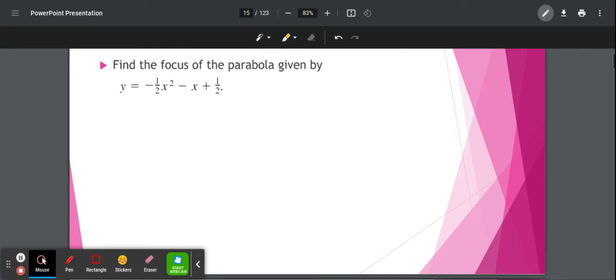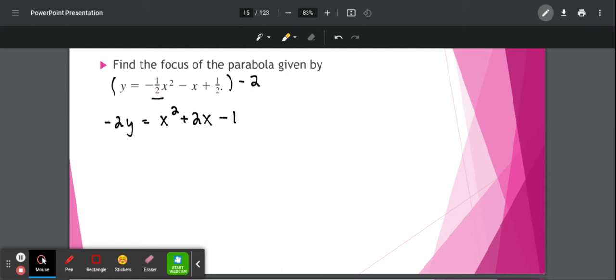What I would start to do first is get rid of your fractions. To clear your fractions, we're going to multiply everything by -2, so that the x squared has that positive 1 out front. So we're going to have -2y equals x squared plus 2x minus 1. And so we'll get all the x's to one side, and we'll keep the y's on the other side.